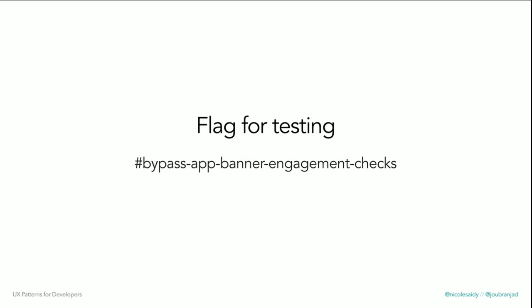So actually, there's a Chrome flag. You can go to the Chrome flags and bypass banner engagement checks. So that way, the first time you go into Progressive Web App, the browser will ask you, and you will see if it works or not.